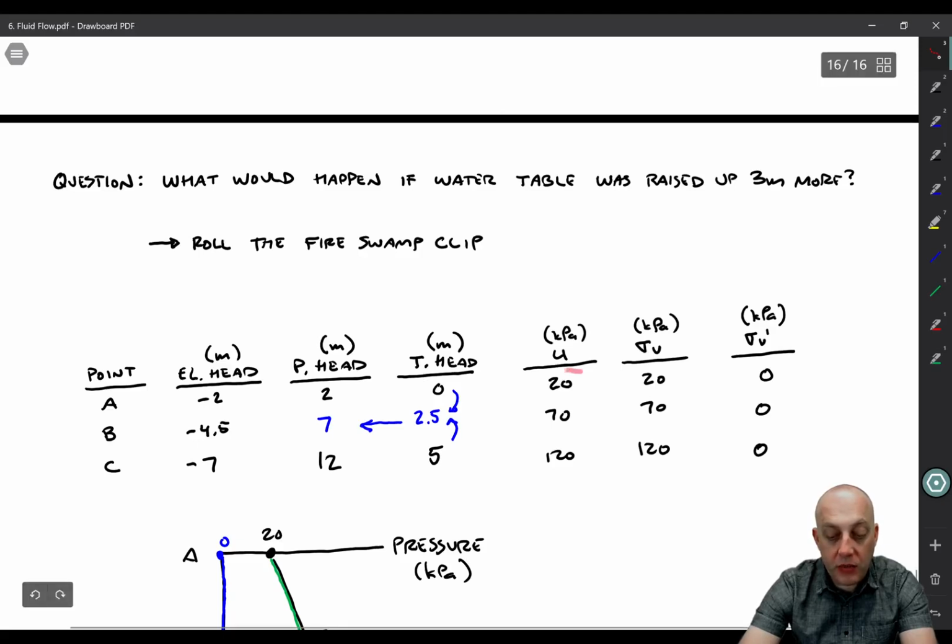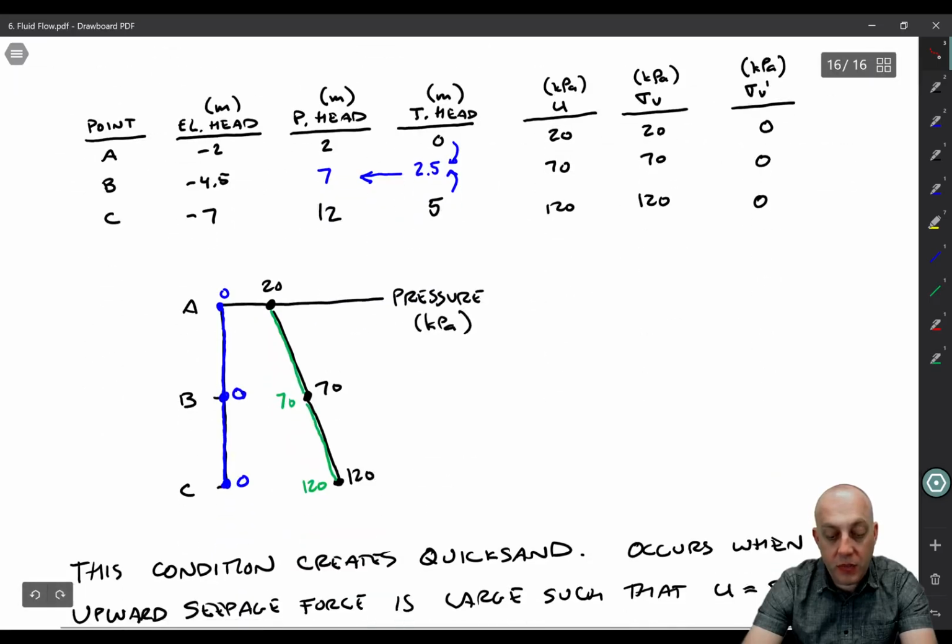Okay, and when we calculate pore pressure, we get 20, 70, and 120 for those pore pressures. That's exactly equal to the vertical total stress. So what we end up with is a case where the effective stress is 0 at all 3 points. And if we plot our vertical profiles, we have the total stress and the pore pressure. Vertical total stress and pore pressure are identical to each other, so the black and green lines are on top of each other. The blue line is all zeros.